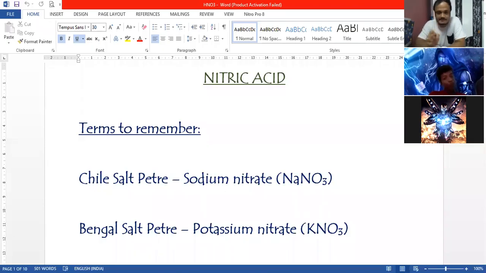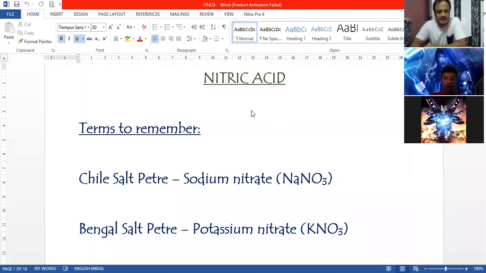Important terms to remember in nitric acid, as I told you from the first page: Chile saltpetre, that is sodium nitrate, NaNO3, and Bengal saltpetre, that is potassium nitrate, which is KNO3. The reason I'm telling you this is important is because they will give these terms, and there is a 95% chance that you will swap them when writing the formula, because we have seen this in all these batches. Unless you take it seriously and understand what has been written, you have to be very careful when you're taking these terms. So Chile saltpetre is NaNO3 and Bengal saltpetre is KNO3.